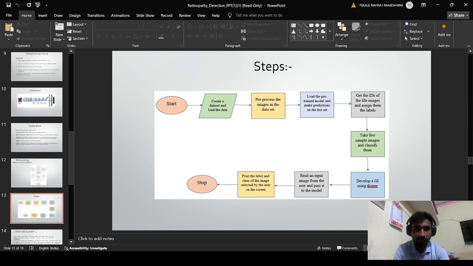In the next step, we take a few sample images and classify them. A subset of the sample images is selected and classified using the model to validate the prediction effectiveness.